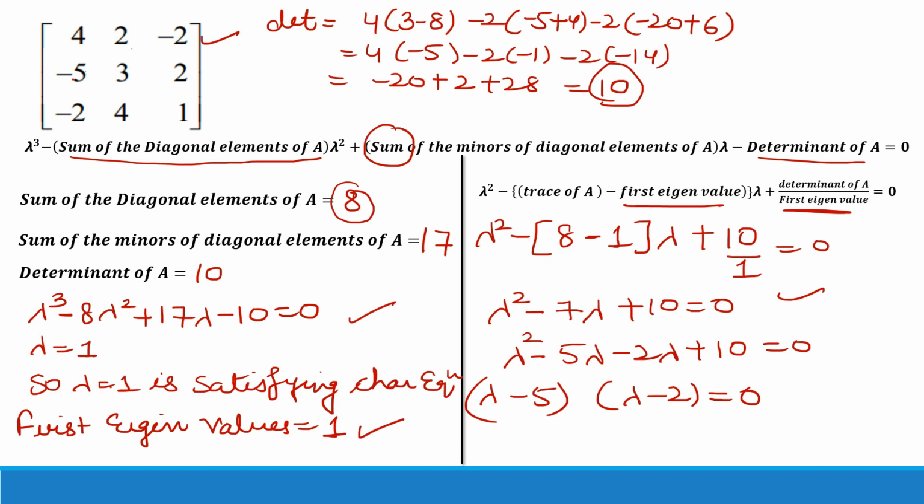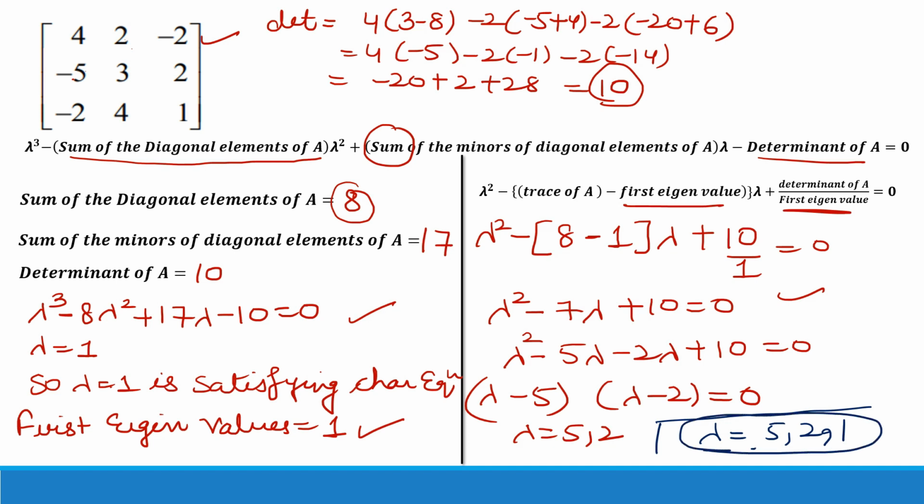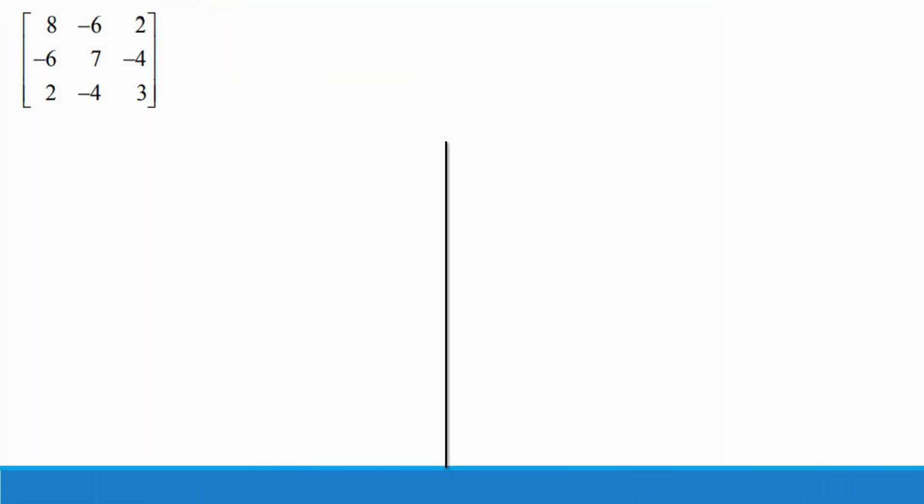From here, what will be your eigenvalues? Lambda will be 5 and 2, right? So the eigenvalues are lambda equals 5, 2 and 1. Okay, this is how you can solve the question. Now next, this is the third question. Again, we'll use the same process here.